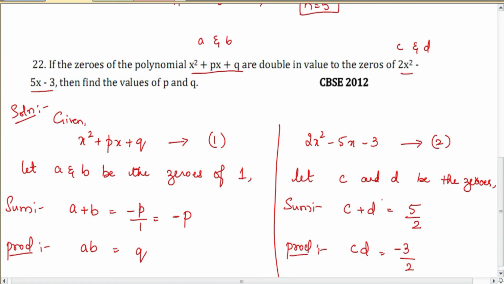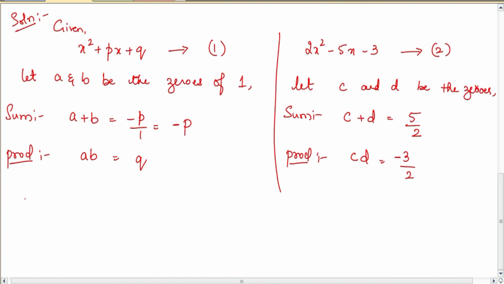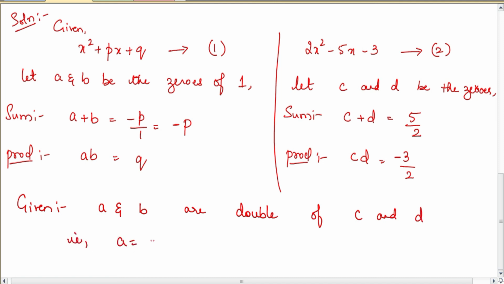Now what you need to observe here is these zeros are double in value to these zeros, meaning a is 2 times c and b is 2 times d. Given a and b are double of c and d, that is, a is double of c and b is double of d.